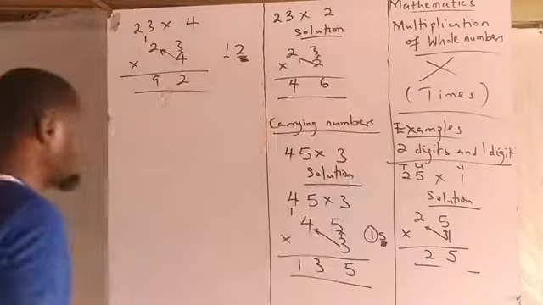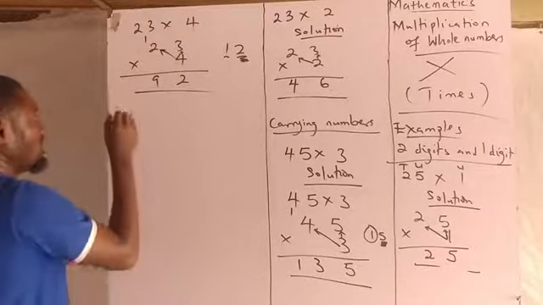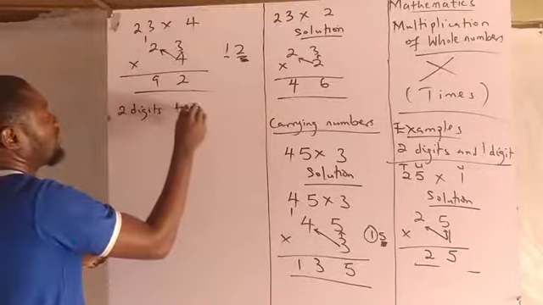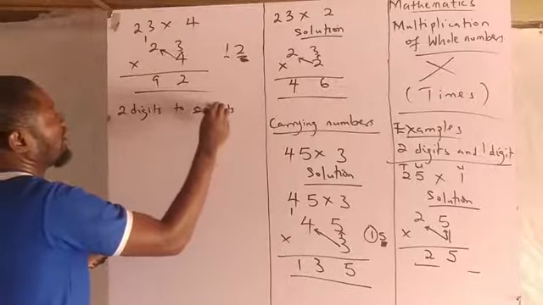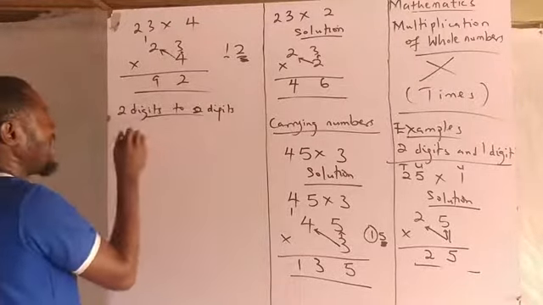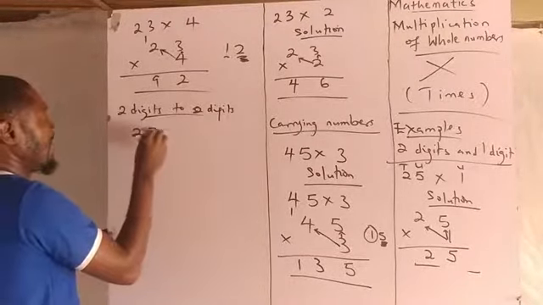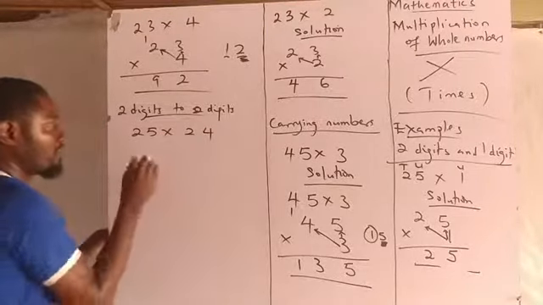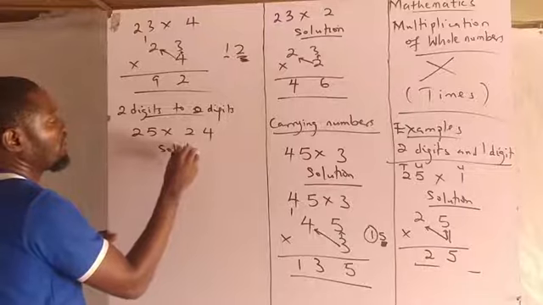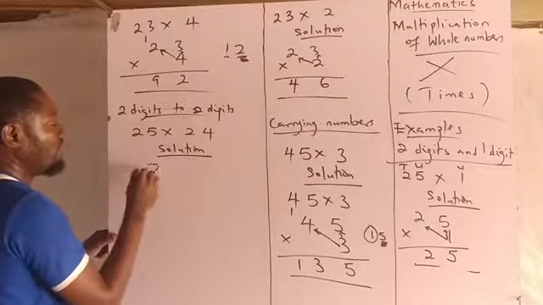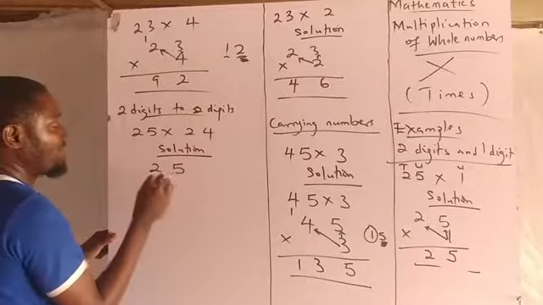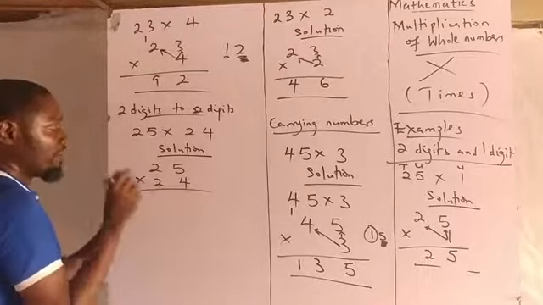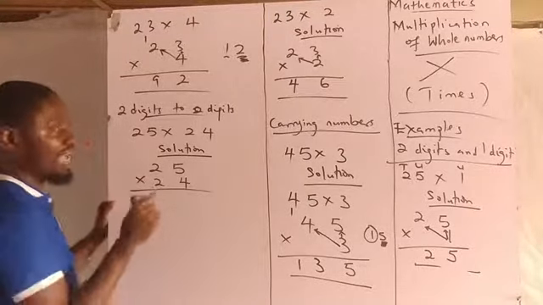Let's look at numbers of 2 digits times 2 digits. For example, 25 times 24. It's also simple. Solution. You have 25 times 24. Arrange them in this form. It's simple to deal with, but ensure the answers you get are written properly.